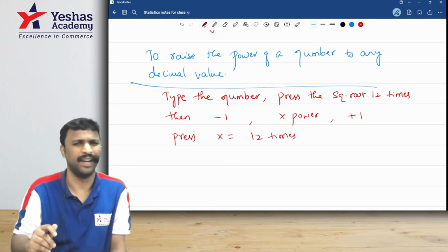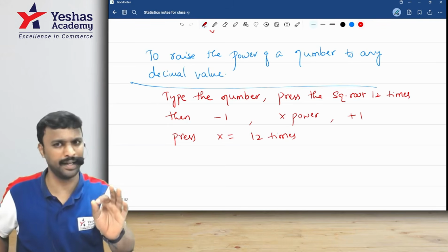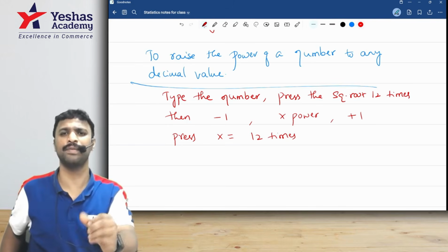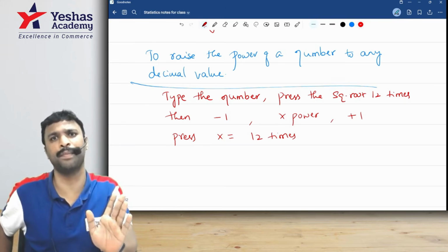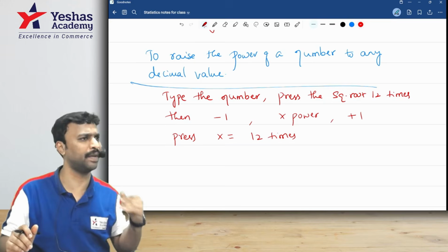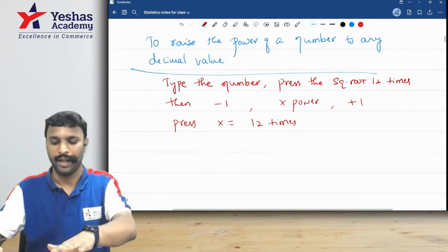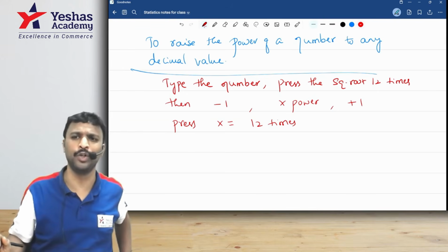So this is a lengthy procedure, but still, if you come across a decimal power, I mean, as I said, 99% of the times you will not come across a decimal power, but when it comes, you should be better prepared. I will make you prepare for this by giving more examples. Please learn it, everybody. We'll just do root 2 only.